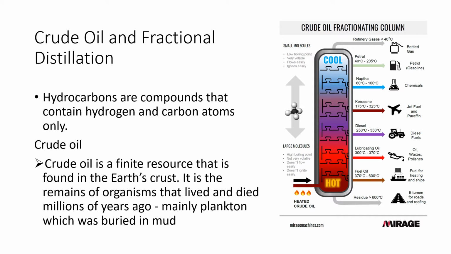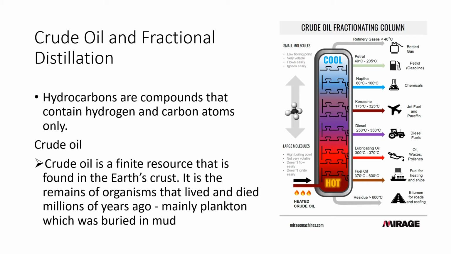But at the top, there are refinery gases, which are at a very low temperature. Then there's petrol, then there's naphtha, which is used for chemicals, kerosene, which is used for jet fuel and paraffin, diesel, which is used for diesel vehicles and trucks, and lubricating oil, which is used for machinery, fuel oil, which is used for heating and ships, and finally there's residue, which is used as bitumen for roads and roofing. So at the top it's cold and the bottom is really hot.